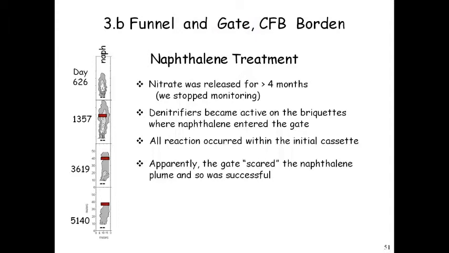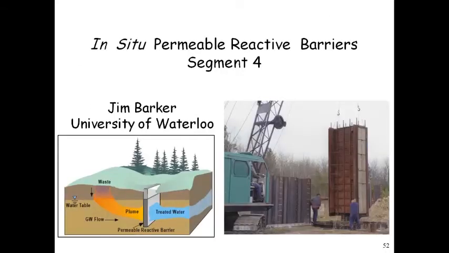Well, you may remember we had mapped the naphthalene plume at a number of times before this experiment and after. The naphthalene plume grew until day 1357 when we put in the funnel and gate. Subsequently, the plume retreated. In fact, we were measuring concentration reductions of naphthalene of about 50% going into the gate during the 3 or 4 months we were monitoring. So the success of the treatment was not only due to the gate, it was also due to natural attenuation processes in the plume.